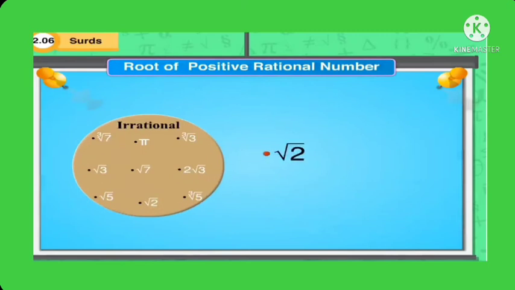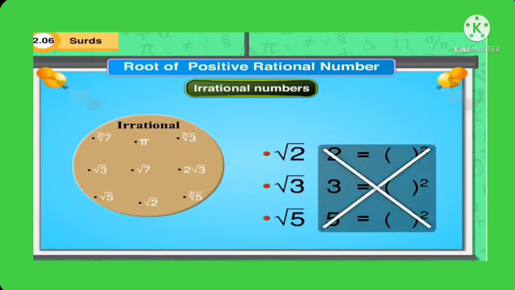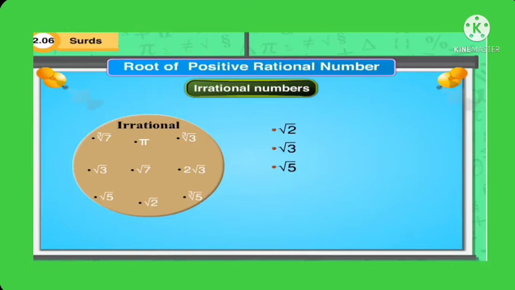Now here let's see some irrational numbers: root 2, root 3 and root 5. Now these all are irrational numbers. Now students, here 2, 3 and 5. Can we get the square of these numbers? No. Now let's take some more examples.